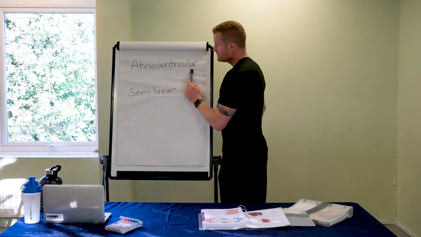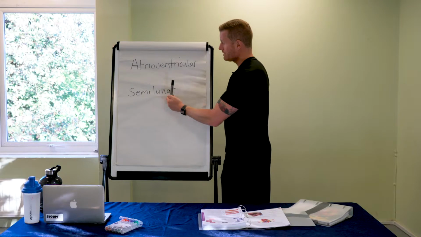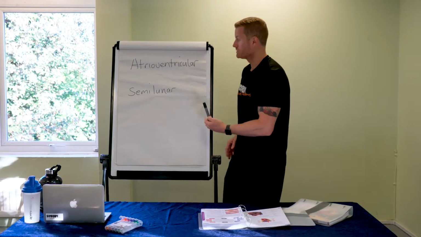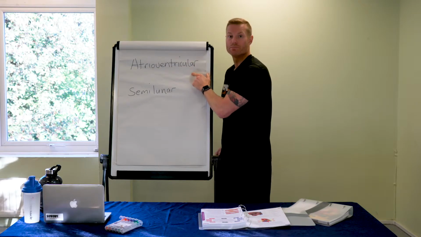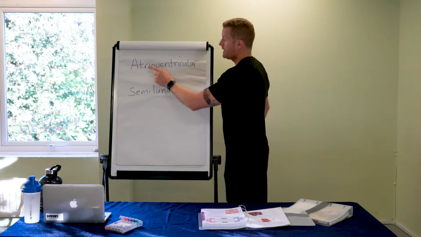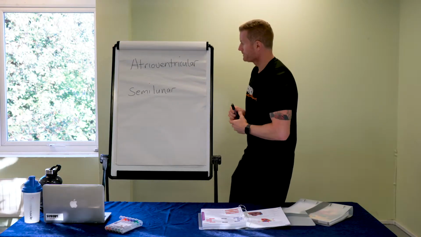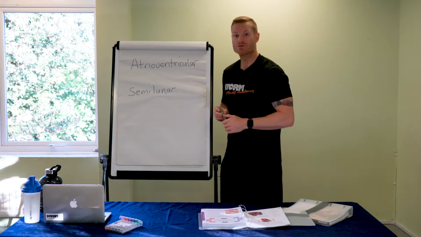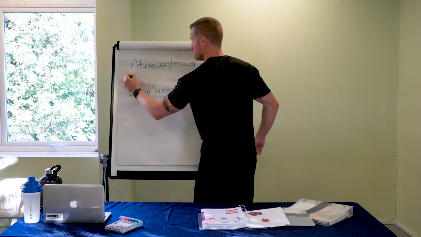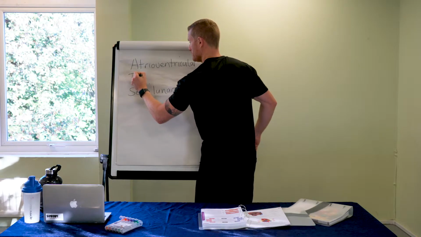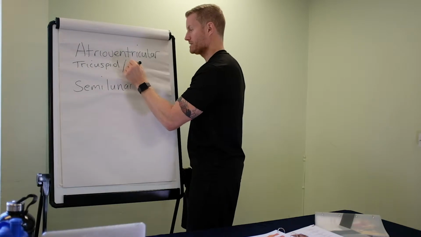Now the atrioventricular, if you look at the word, it looks quite similar to atrium and ventricles, and that's because it is. The atrioventricular valves prevent the backflow of blood from atria to ventricle. So that's why it's called that. Now specifically, it's referring to the tricuspid valve and the bicuspid valve. So I'm just going to write that underneath. Tricuspid and the bicuspid.